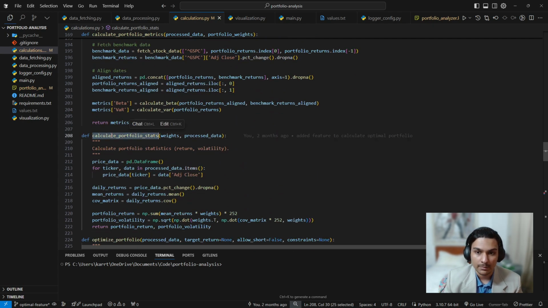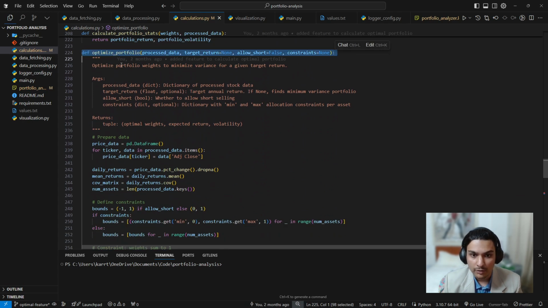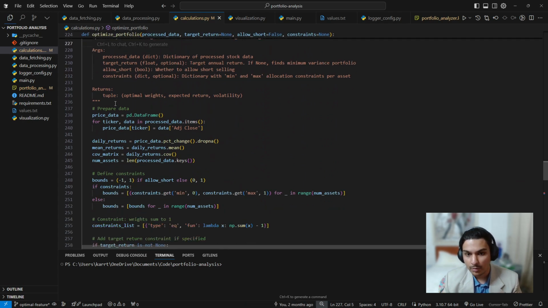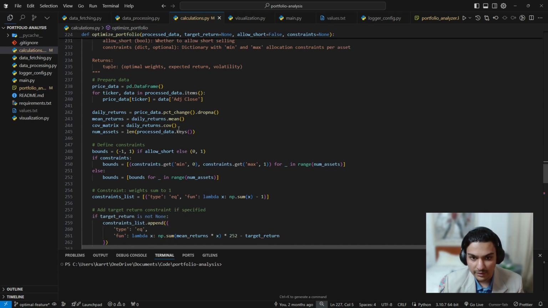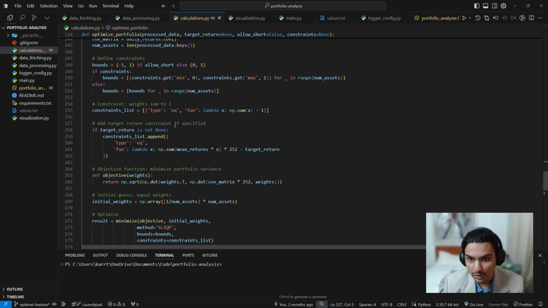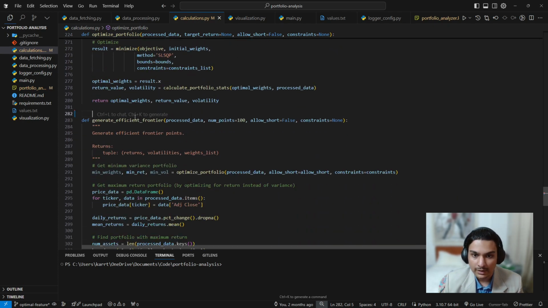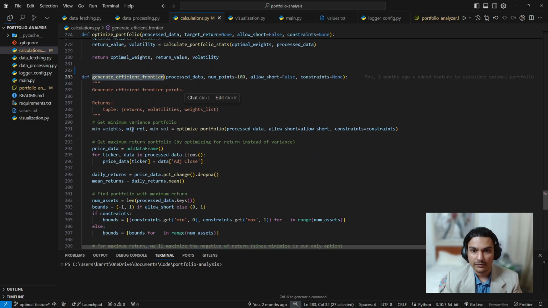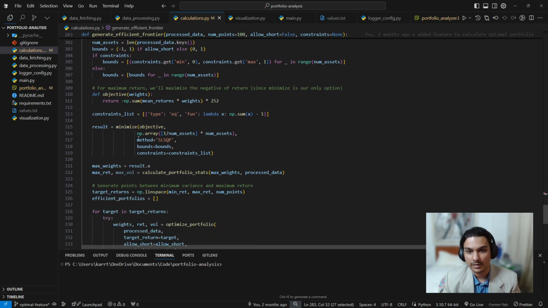And this one's a helper function, so don't mind that. This is the optimize portfolio function, which identifies optimal portfolio weights for a given return or risk level. It helps us identify the best allocation of assets to achieve a balance between risk and return. And the last one right here generates points along the efficient frontier by optimizing portfolios for various levels of expected return.